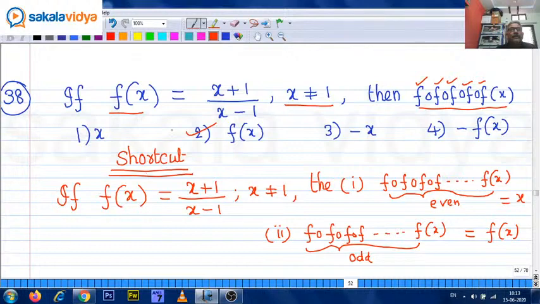Because basically here, f circle f of x, you will get x. This is the reason. See, f circle f of x is equal to x, and again it remains f of x itself. This is the basic fact.